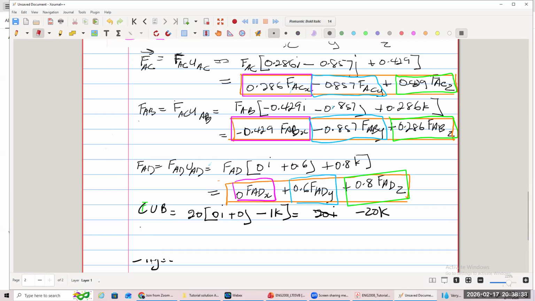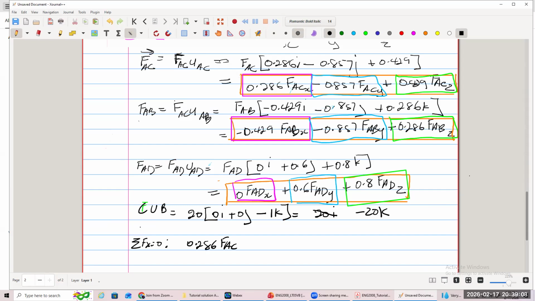So we're gonna do the X. I'm gonna move that. All right, I'm gonna do the X first. So some of the forces in the X now, you could write that 0.286 for FAC, right? You already know it's X, so you don't have to write X beside it.